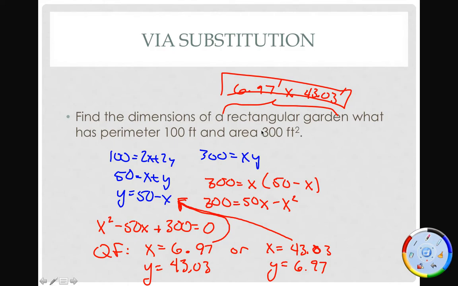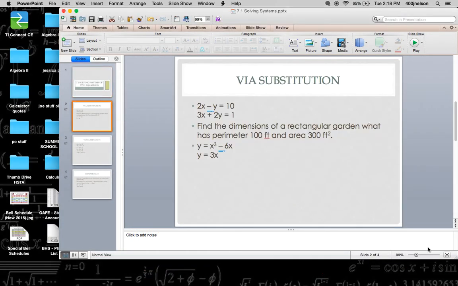Okay, so that's a nonlinear system. We have another nonlinear one coming up. Oops. Let's try this again. Play. Come on. Work for me. Here we have y equals x cubed minus 6x, and we have y equals 3x.